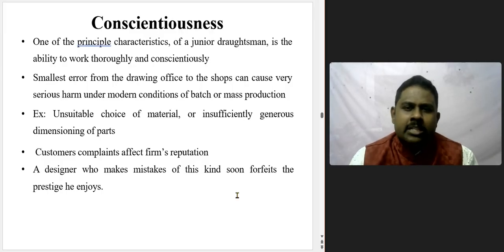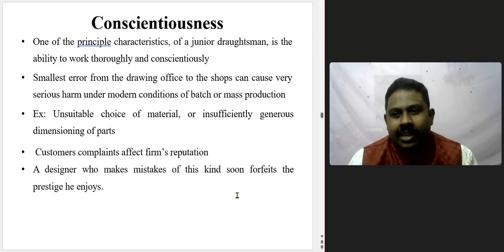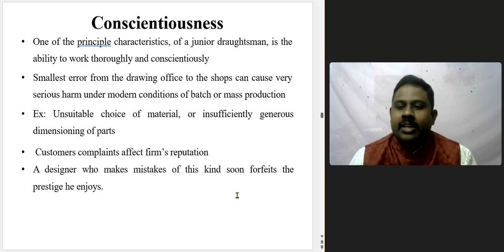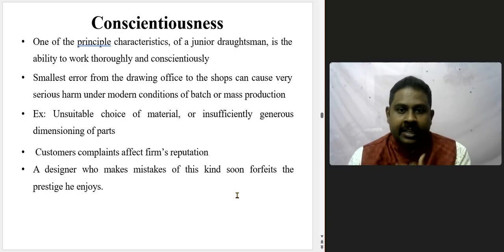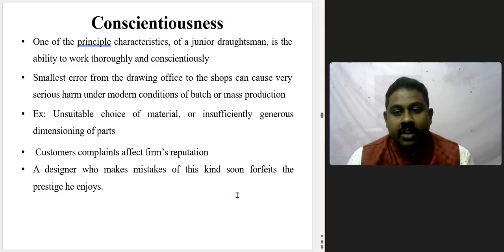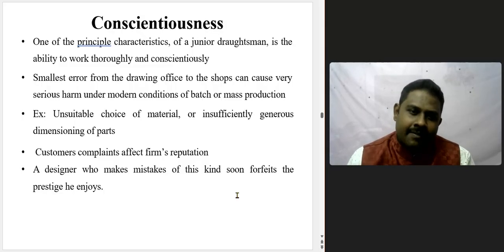Then one of the principal characteristics, consecutiveness, and he should be able to work as a draftsman thoroughly and consecutively. The smallest error from the drawing office to the shops can cause very serious harm, because if there is a bolt, it needs to be made at 10 mm. It should not be wrongly given as 12 mm or something. At that time, what will happen? In the production house, when it is mass production, all the products will be rejected. So that is a very big problem.